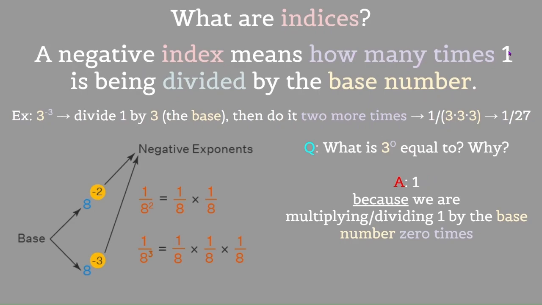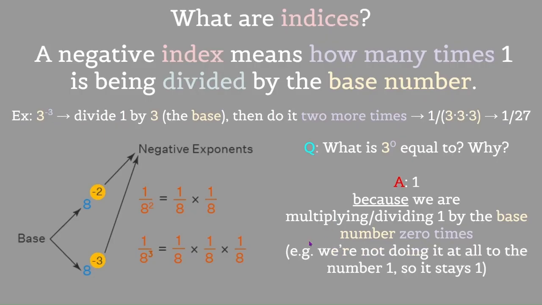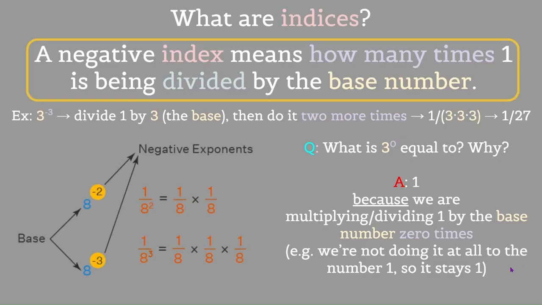Indices are how many times 1 is being multiplied or divided depending on whether it's positive or negative, right? We're not doing it at all, right? It says it right there. We're not doing anything to the 1, so it stays 1. I'd write this down.